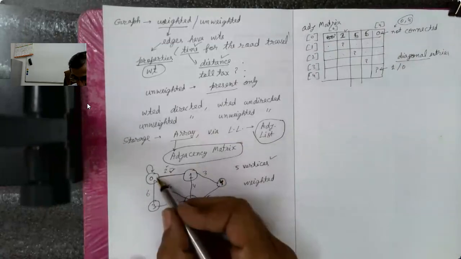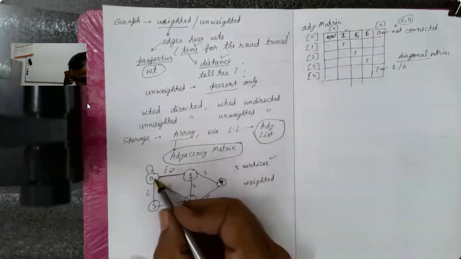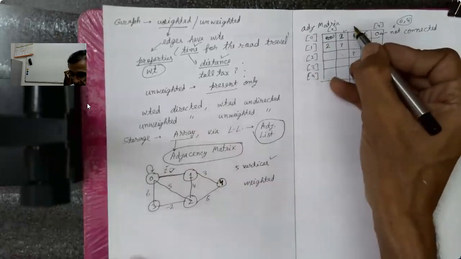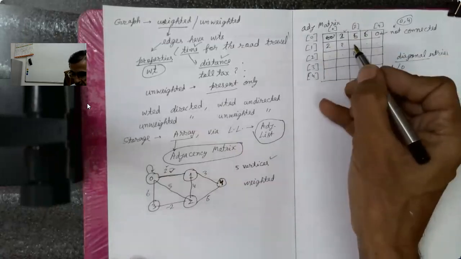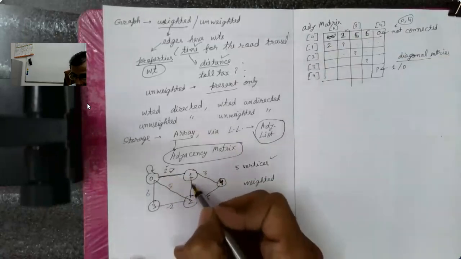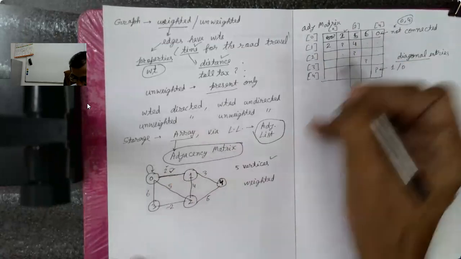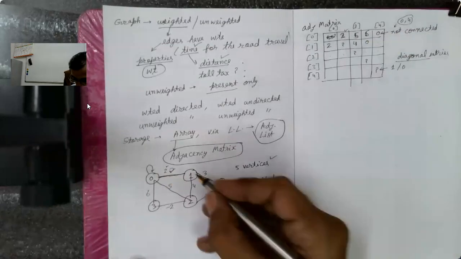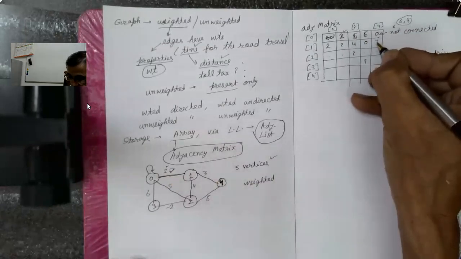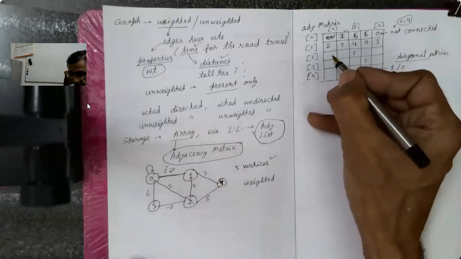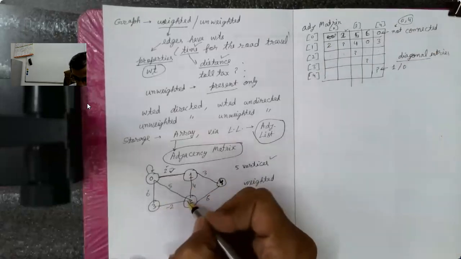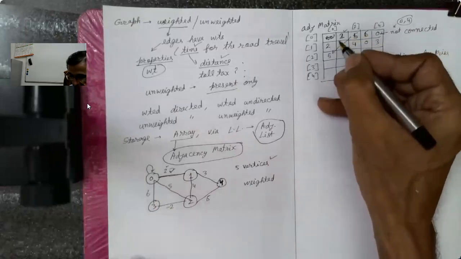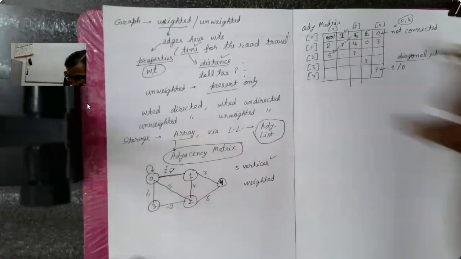0, 1 connectivity also means 1, 0 connectivity, so this will also be 2. For row 1, the entries are 2, 0, 4, then 1 to 2 has connectivity with 4, 1 to 3 has no connectivity, and 1 to 4 has connectivity with 3. Similarly, 2, 0 has connectivity with 5. Effectively, this value and this value will be the same if it is an undirected graph.